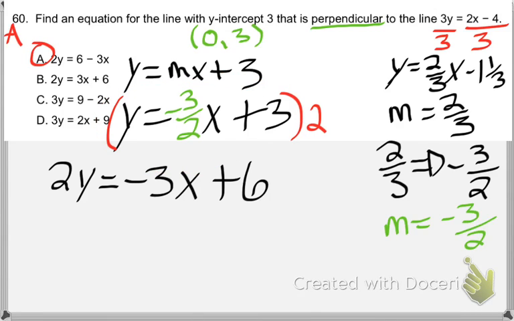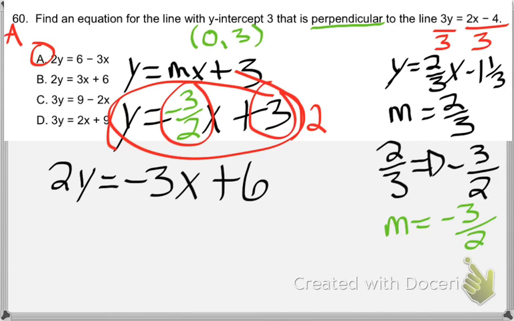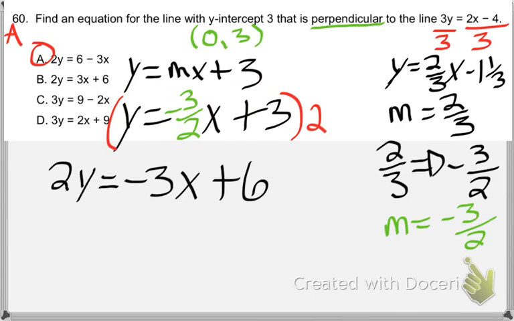I'm not going to take your time in this video to do it, but only one of them would be negative 3/2 x plus positive 3. Only one of them. It would be option A. None of those others would turn into it.